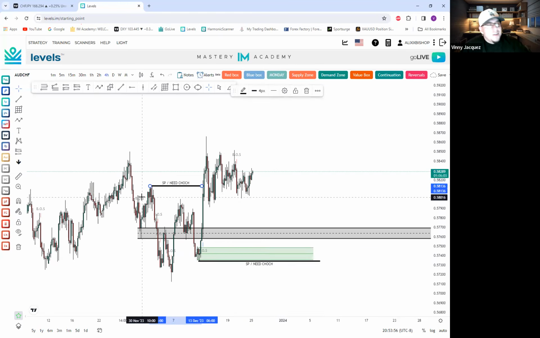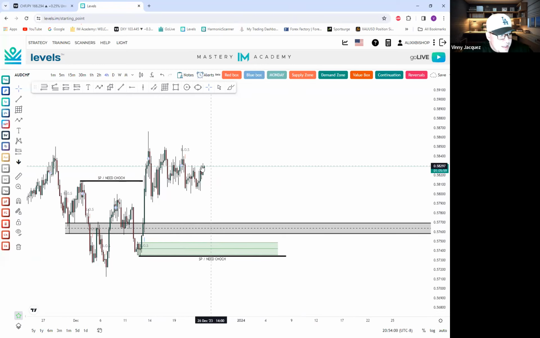Like I don't know, it was weird. It felt like my things got stuck and the chart moved. But now this is the setup right here.